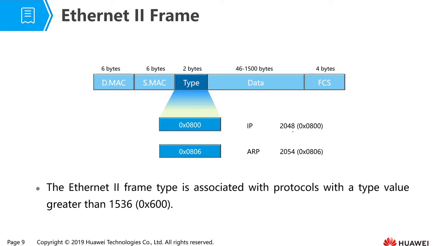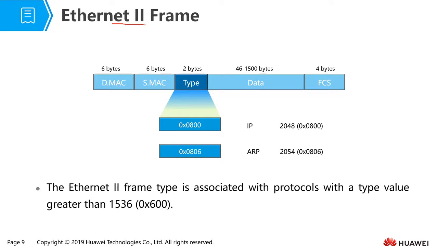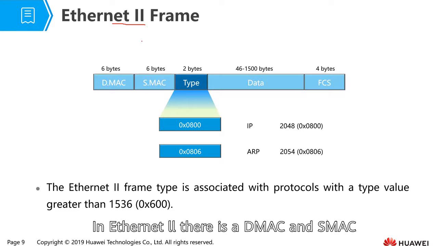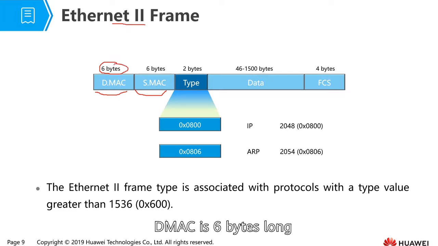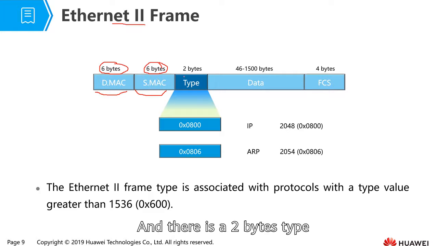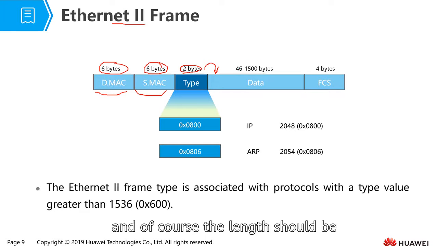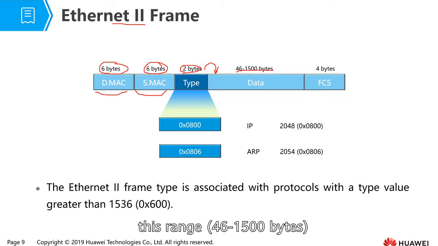First we discuss the Ethernet 2 type frame. In the Ethernet 2 type frame, there are the destination MAC and source MAC. The MAC address is 6 bytes long, and the source MAC is also 6 bytes long, and then there's a 2-byte type. The type is used to identify what data is carried in the upper layer data. And of course the length should be in this range.